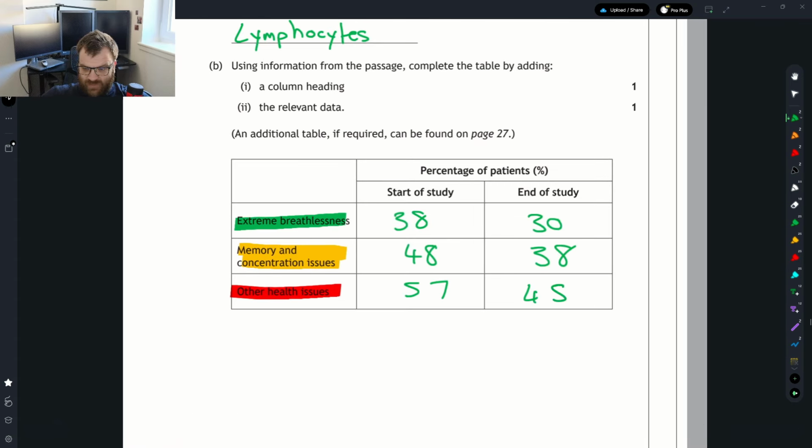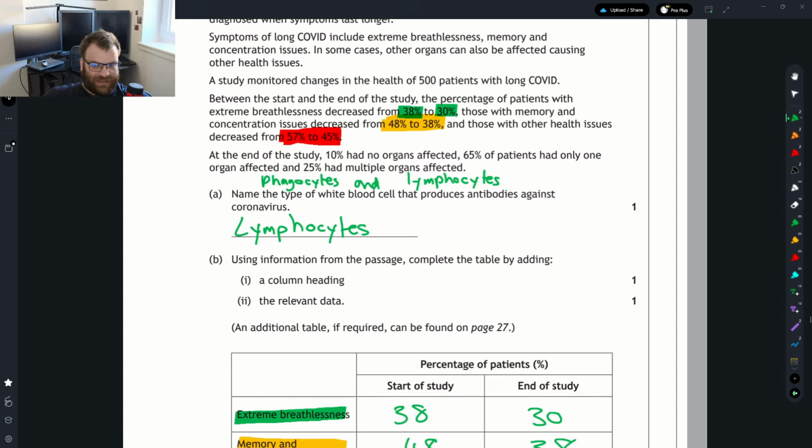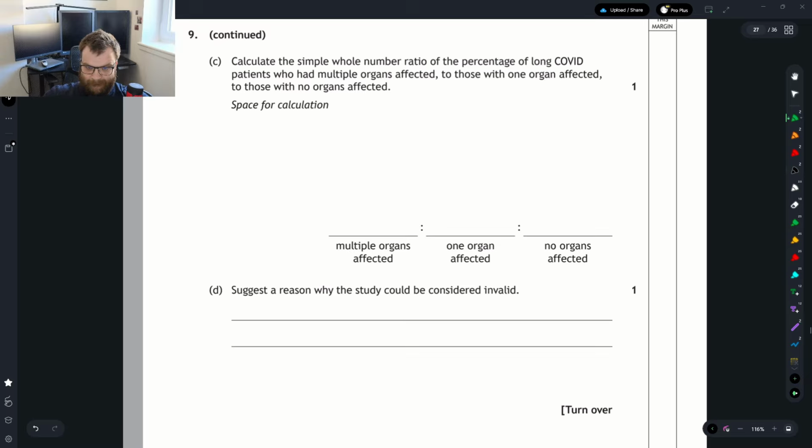I was watching for them maybe saying it the other way around, saying something like back to front, and maybe at the end it was this but it used to be that, to try and flip it around. This was just pick the numbers out and put them in, which was a bit more straightforward than I thought at first. Next we want the whole number ratio about the different organs. So multiple, one, and no. So here they have done it in a different order. So it was 25 multiple, 65 1, and 10 no. So 25, 65, and 10.